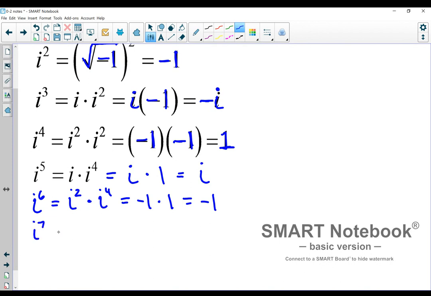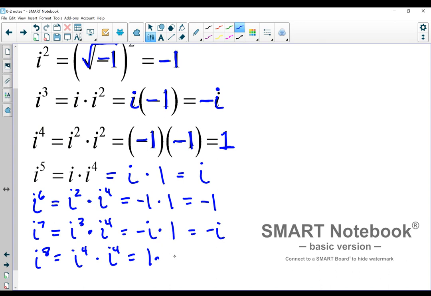i to the 7th, we're going to do two more, 7th and 8th. This one would be i cubed times i to the 4th, right? 3 and 4 make 7. i cubed is -i, and i to the 4th is 1. So this is -i. And then i to the 8th is i to the 4th times another i to the 4th, which is a 1 times a 1, which is just 1.